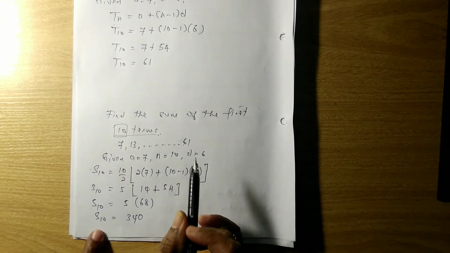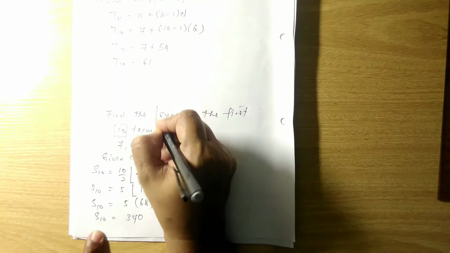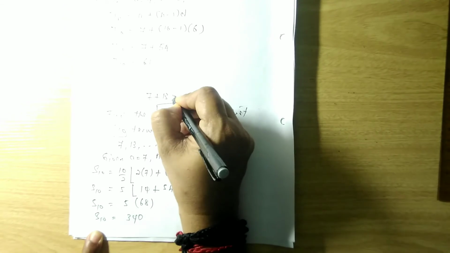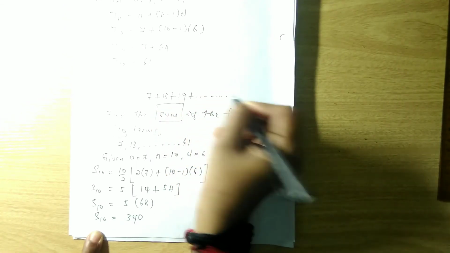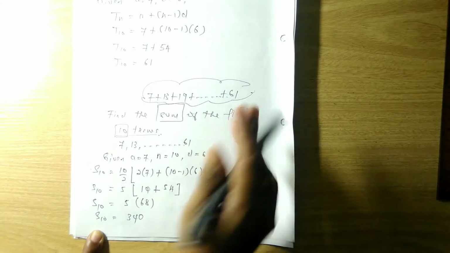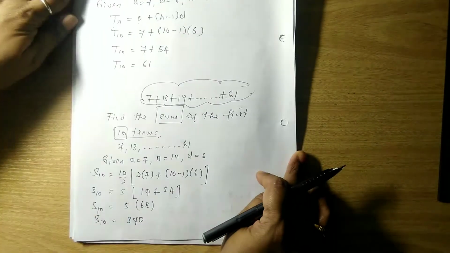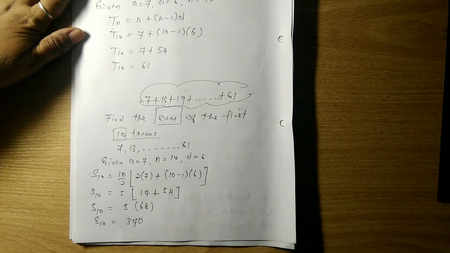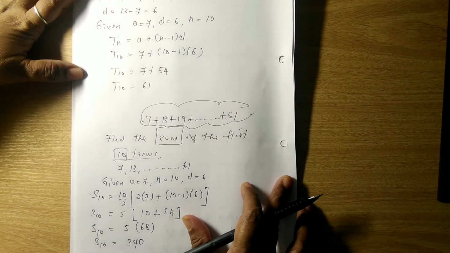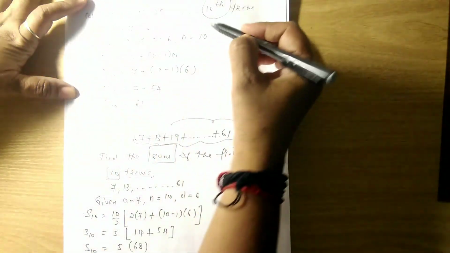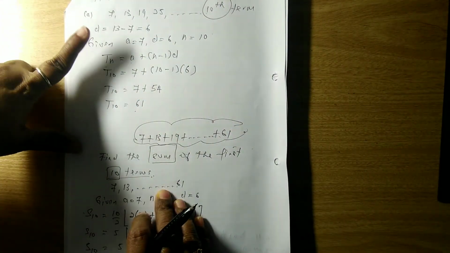Okay, so this is the sum. Sum means what we are doing now is adding up 7 plus 13 plus 19 plus all the way up to 61. So this is what I'm doing here when you're talking about sum. Previously, when you're talking about the 10th term, what we are looking for is only the 10th value in that progression, which is 61. So that's the difference between the sum and the nth term.